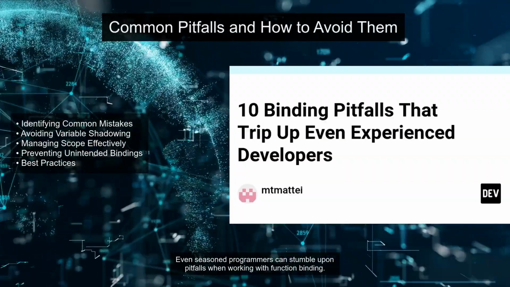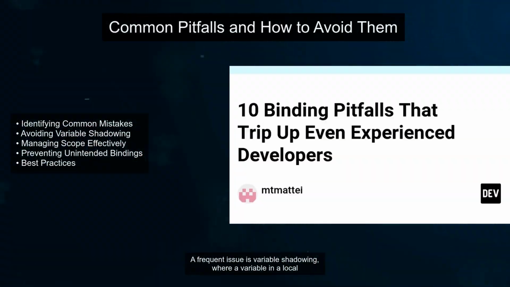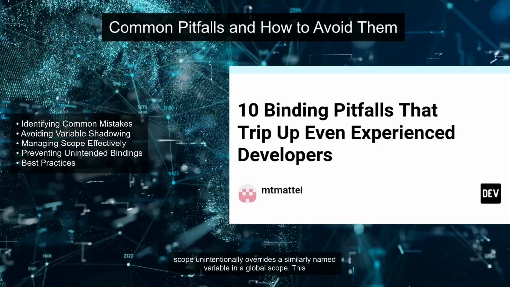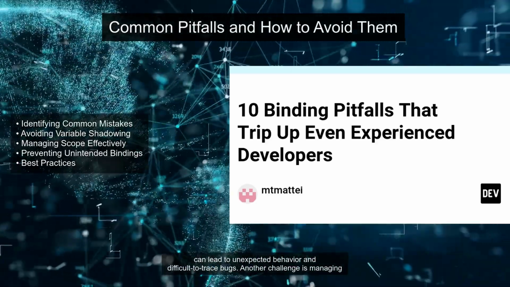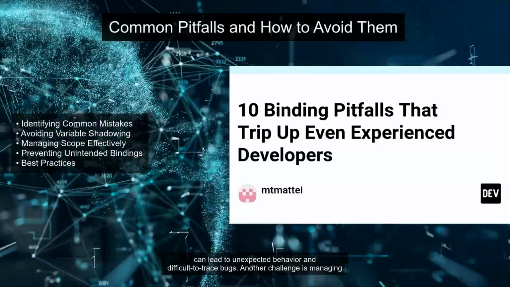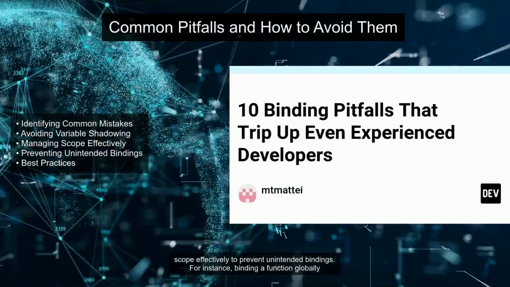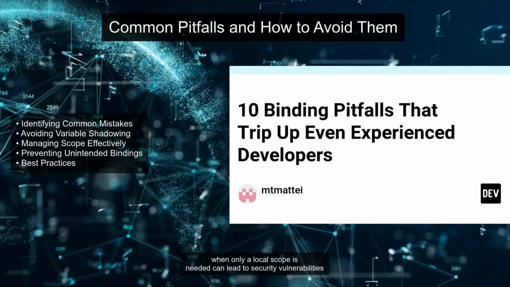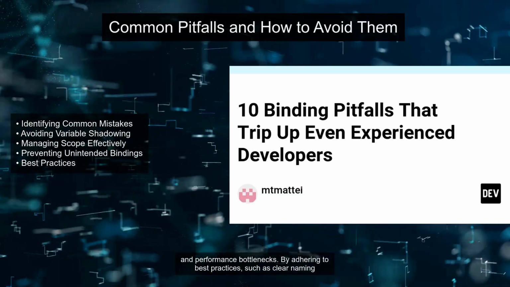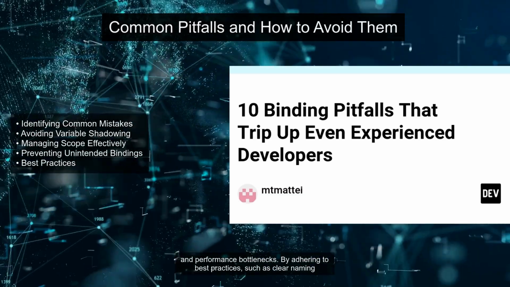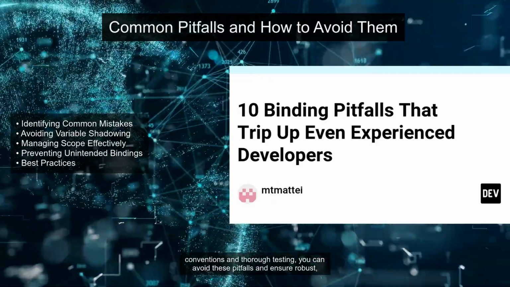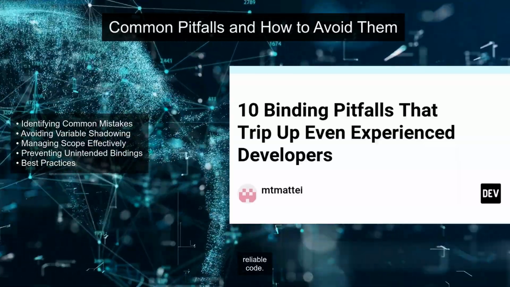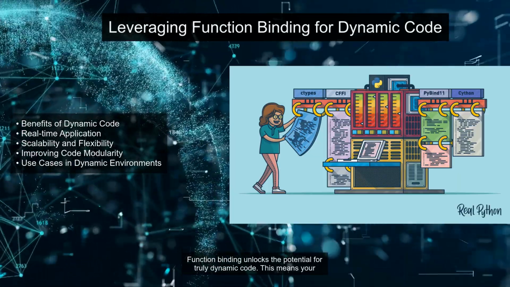Even seasoned programmers can stumble upon pitfalls when working with function binding. A frequent issue is variable shadowing, where a variable in a local scope unintentionally overrides a similarly named variable in a global scope. This can lead to unexpected behavior and difficult-to-trace bugs. Another challenge is managing scope effectively to prevent unintended bindings. For instance, binding a function globally when only a local scope is needed can lead to security vulnerabilities and performance bottlenecks. By adhering to best practices, such as clear naming conventions and thorough testing, you can avoid these pitfalls and ensure robust, reliable code.